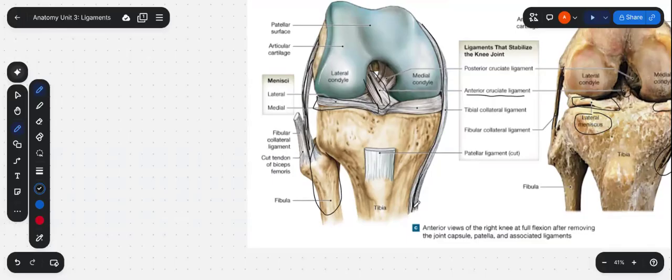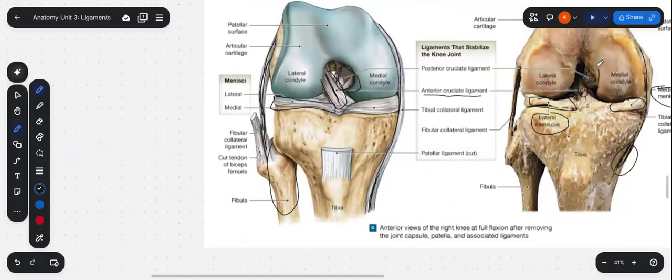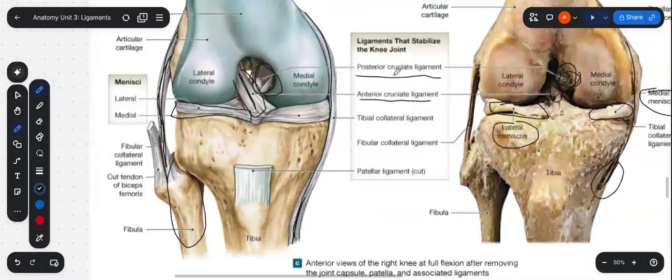Finally, we have the posterior cruciate ligament. This is basically just going to be a little bit more deep. You can see it back over here, and on the cadaver, it is over here, looking very fibrous and stringy, and that is your posterior cruciate ligament.